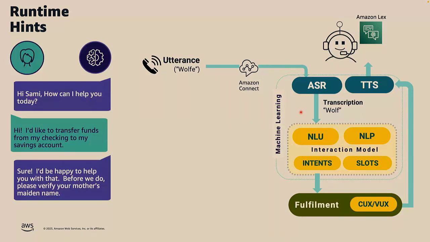Now, one thing I'll say here is you could probably do something with fuzzy logic and things like that to make this utterance essentially match with this utterance in your code. But with runtime hints, you're kind of putting the onus of that on your bot. So if I put wolf as a runtime hint in my bot when I'm eliciting for the mother's maiden name, it's going to teach the bot to listen for wolf in this type of spelling. So if the customer were to say wolf again, what the transcription is going to be is the proper spelling here.